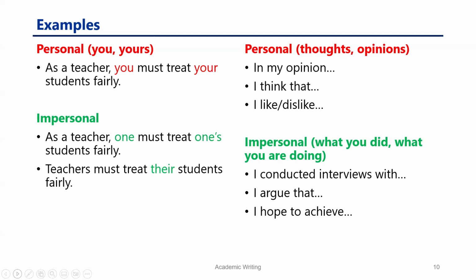We also need to avoid mentioning ourselves, except when necessary. Expressing just thoughts and opinions about things is one thing that we should avoid. So you should not have sentences with things like, in my opinion, I think that, or I like or dislike. Again, we aim for being impersonal. You can talk about what you did or what you're doing. I conducted interviews with. I argue that. I hope to achieve.